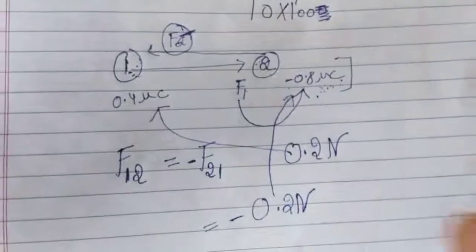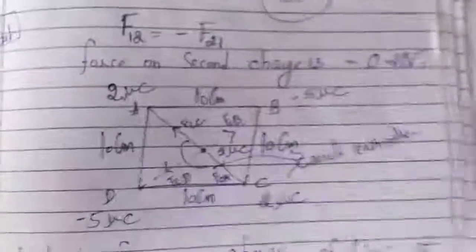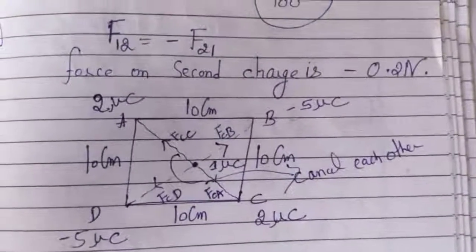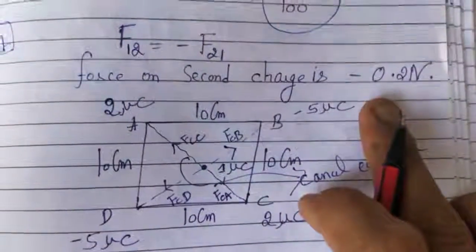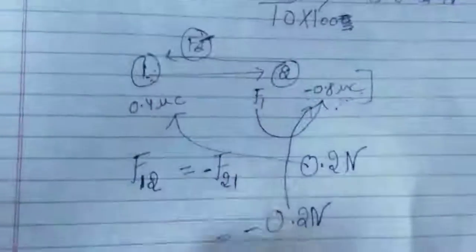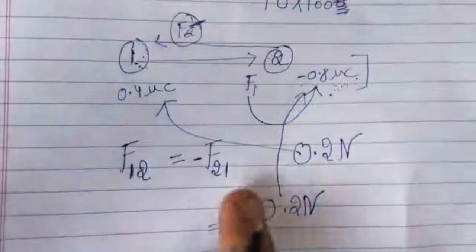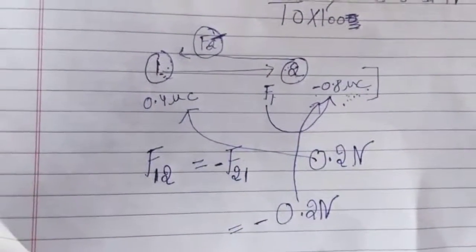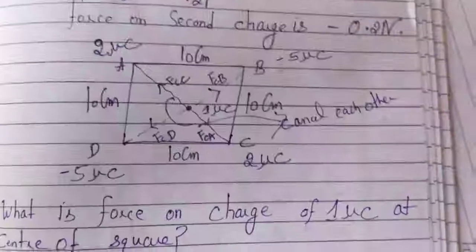So this is the answer. We don't need to find the force. It is already given, but we have to give the sign according to the concept that is in our mind. F12 is equal to minus F21. So the second numerical is also over. We are moving on to the third.